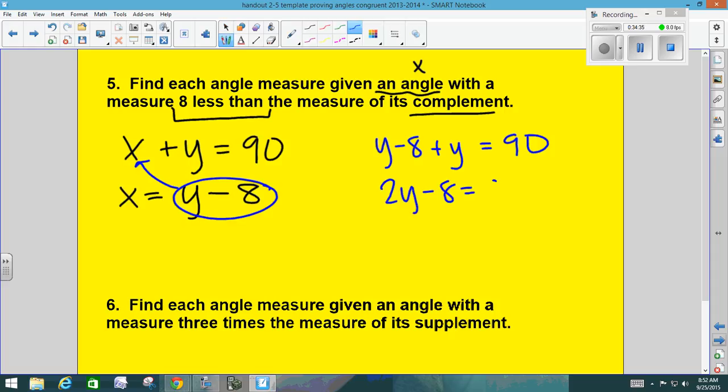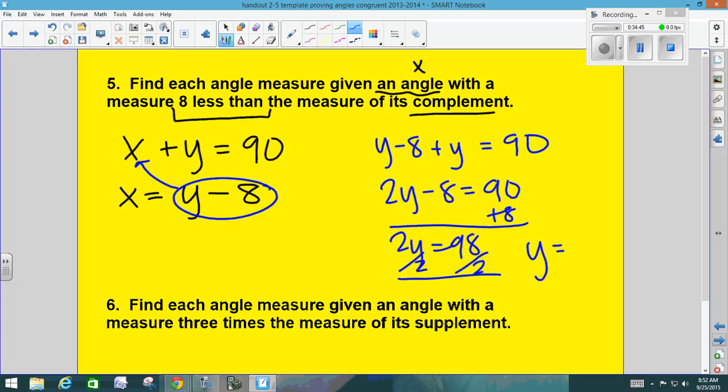How do I bring my 8 over? How do I get rid of the 2? 98 divided by 2. So we're saying one angle is 49 degrees. We have to figure out what the other angle is. Well, if y is 49, I'm trying to find x. What's 49 minus 8? So x equals 41.